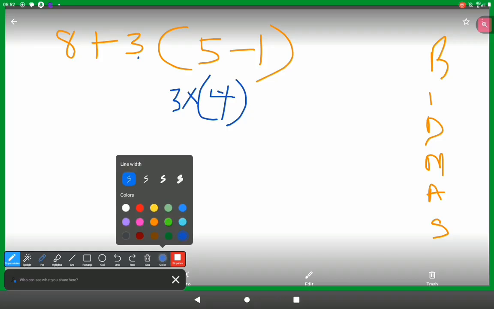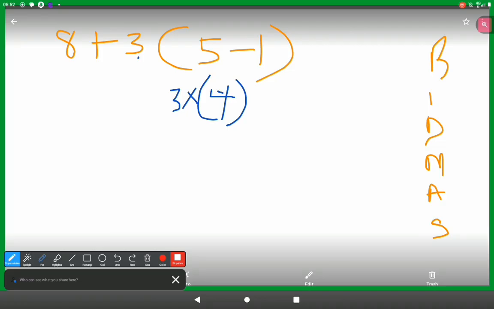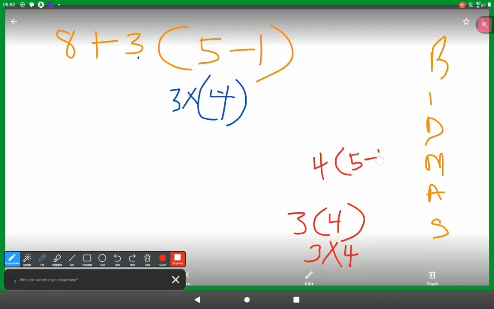Okay, let me quickly explain this. You might be confused. In mathematics, if you have 3 open bracket 4, what it means is 3 times 4. Or if you have 4 open bracket 5 minus 1, what it means is that you should subtract 5 and 1, whatever 5 and 1 gives, then you should multiply by the 4 outside. So 5 take away 1 will give me 4. Then 4 times 4 will give me 16.